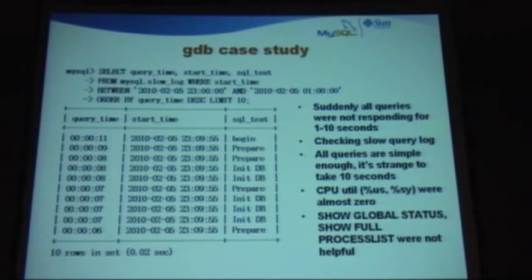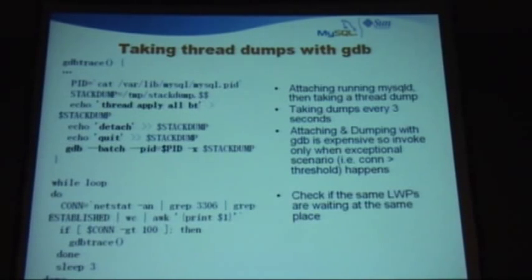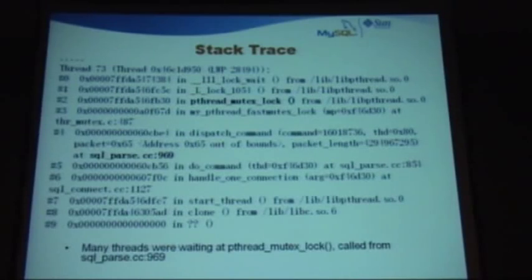In such cases, using GDB to take thread dumps is helpful. Attach to the running MySQL, take a thread dump, then detach and quit. Then analyze each thread to see which mutexes were waiting, and read the MySQL source code.